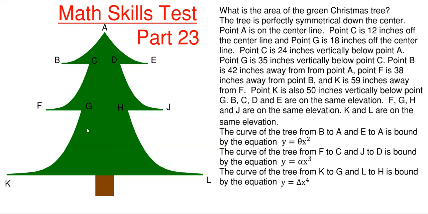It also says that K is 50 inches vertically below point G, and it says B, C, D, and E are at the same level. F, G, H, and J are at the same level, and K and L are at the same elevation.